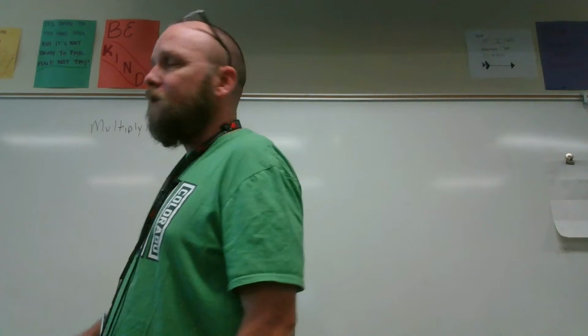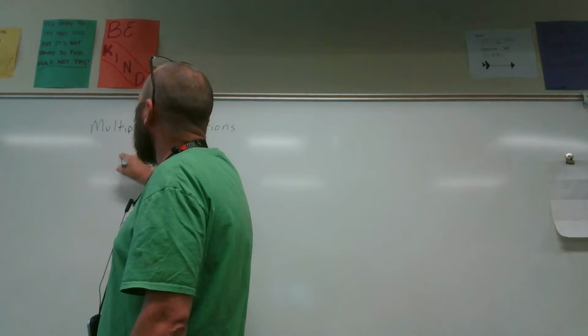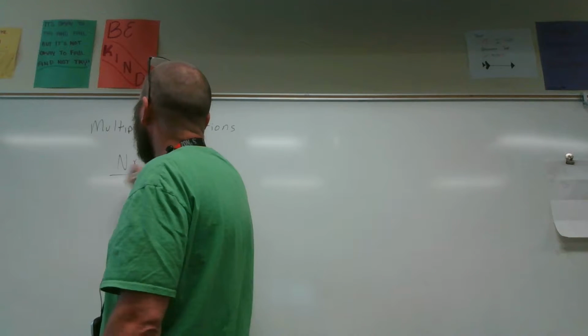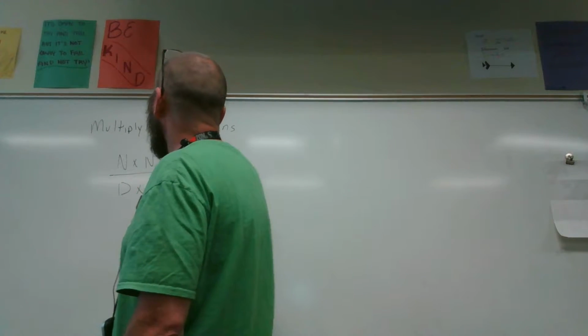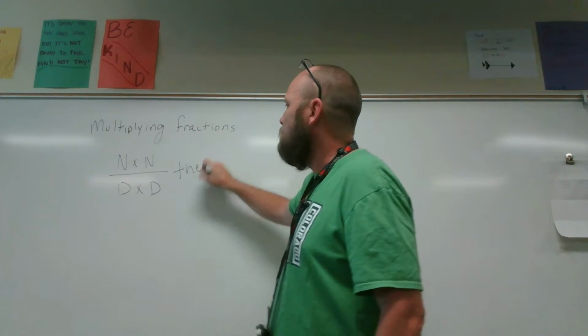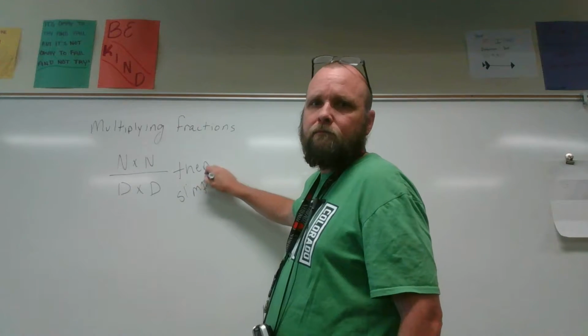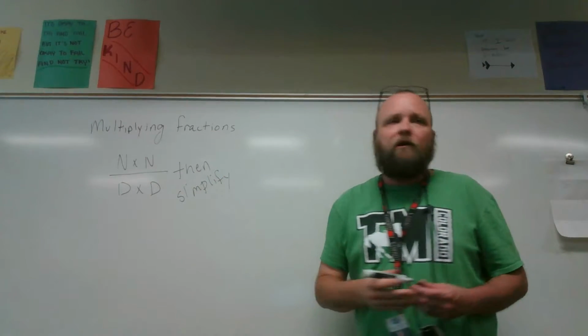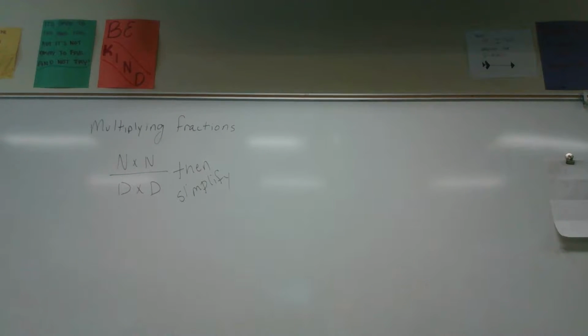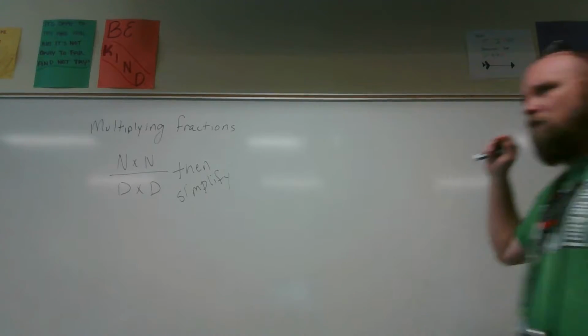So, to multiply fractions, you do your numerator times your numerator, your denominator times your denominator, then simplify if possible. Numerator times numerator, denominator times denominator, and then simplify if possible. Exactly. So if you have those steps written down like I've asked you to, we'll look at a couple different problems.